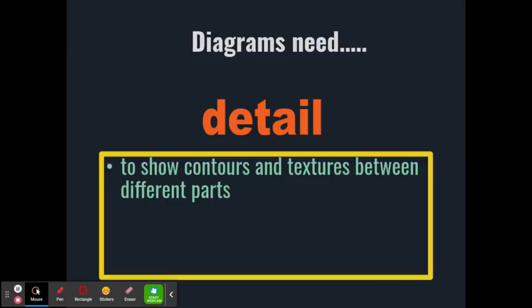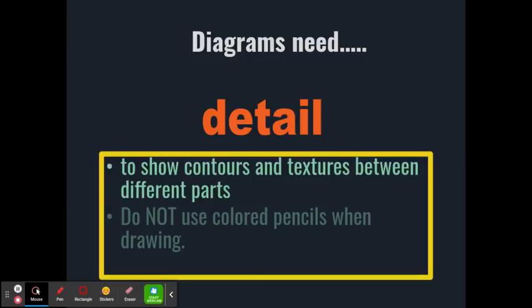Diagram needs detail. This is used to show contours and textures between different parts. This would be for like shadowing, making it look more 3D instead of just flat. If something is fuzzy, you could draw it in a way that it looks fuzzy versus smooth. If it has any type of texture, things like that, you need to add a little detail. Also, you don't use your colored pencils when drawing. You need to draw with pencil first, then you go over it with colored pencils. And colored pencils only. We're not going to use markers when we do our diagrams.